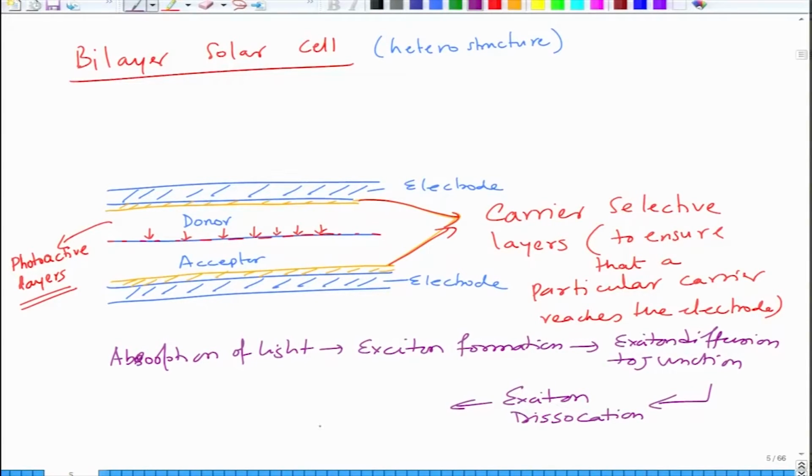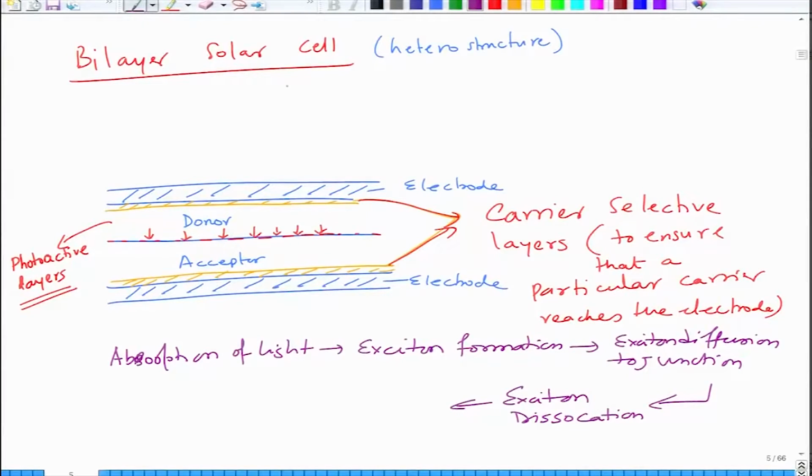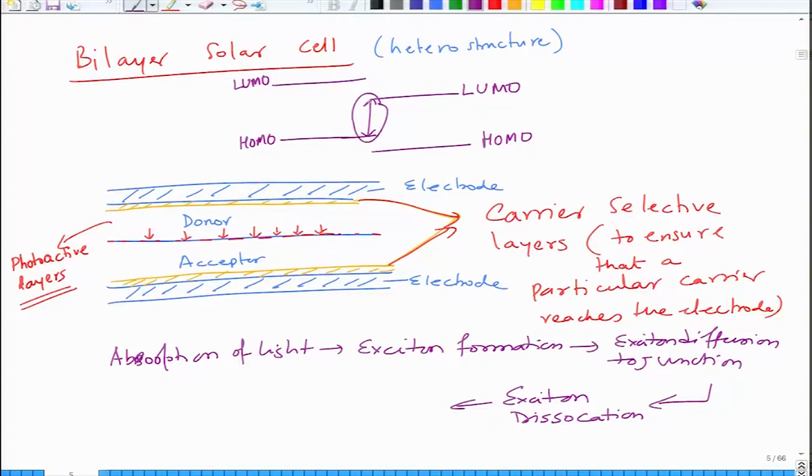Just like you have differences in the Fermi levels of p and n type, here we have differences in the HOMO and LUMO levels of these two semiconductors. Basically, the HOMO of one and the LUMO of another forms the minimum energy gap, and this provides the built-in field. So for example, this is the donor, this is the acceptor. This is LUMO, this is HOMO, this is LUMO, and this is HOMO. This gap provides the built-in electric field to break the exciton.